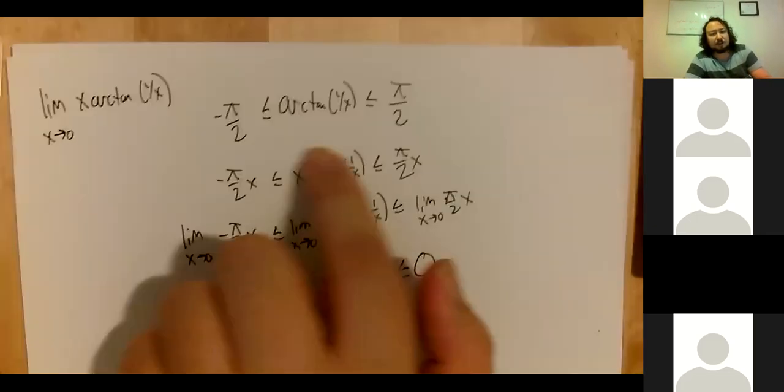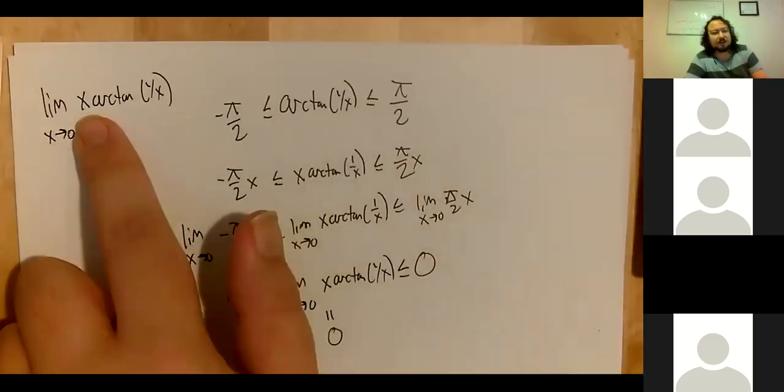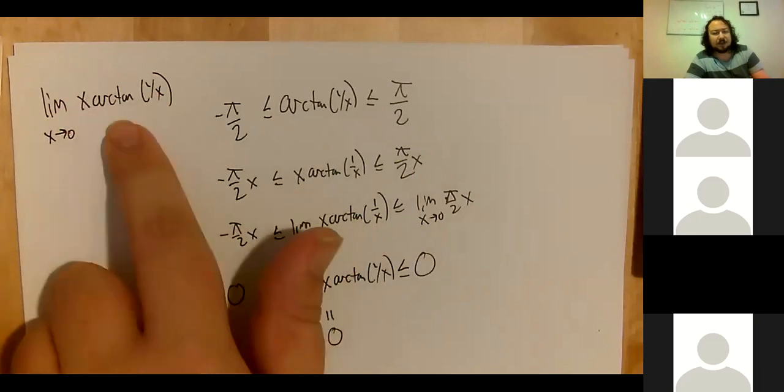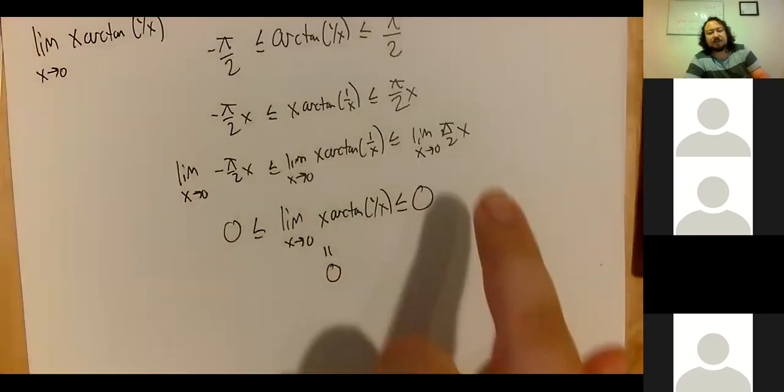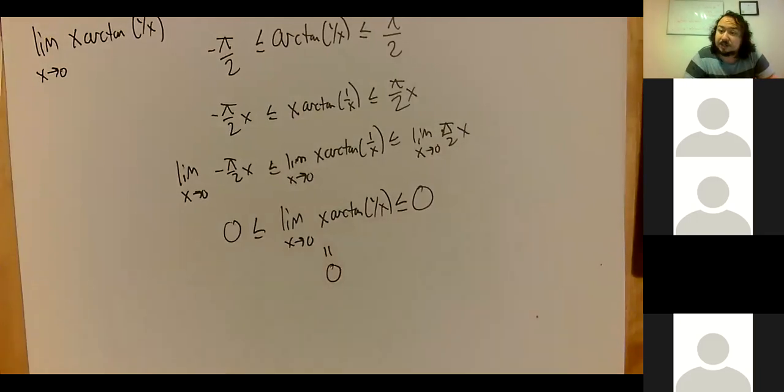So that's how we use the squeeze theorem. We write down how part of our function is bounded. We modify it to get it to look like what we have in the limit. We do the limit of everything, and then it's going to be sandwiched in between two different numbers. All right, that was good practice here. Anyone have any other questions?